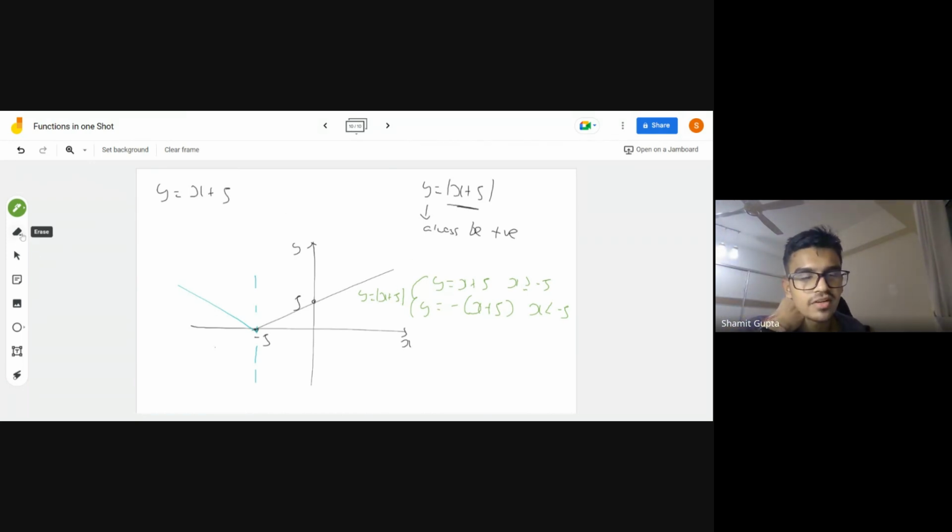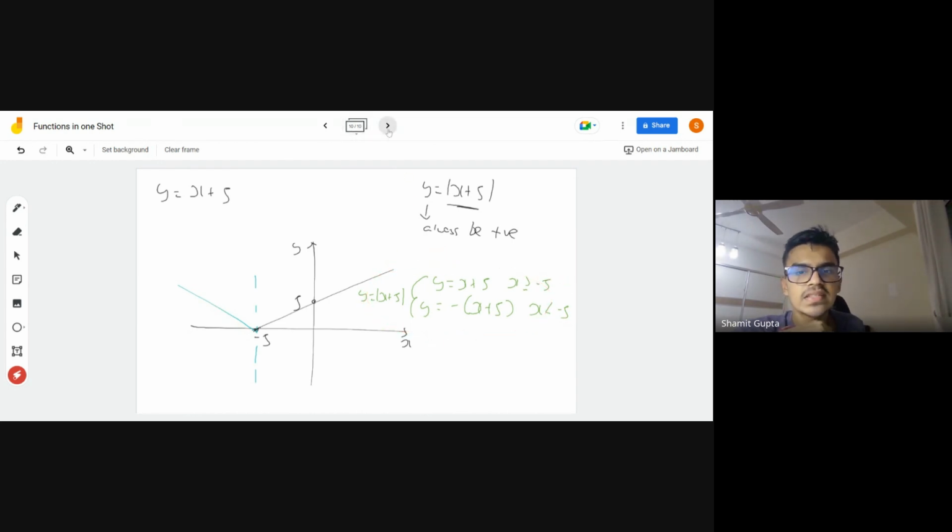Generally, the first method is easier. Just draw the graph of y is equal to x plus 5. Okay, the graph of y is equal to x plus 5 would have been like this. Erase the negative part and reflect that to the positive side. Okay, that's generally easier. If this helps you understand, or if you find this easier, then sure.